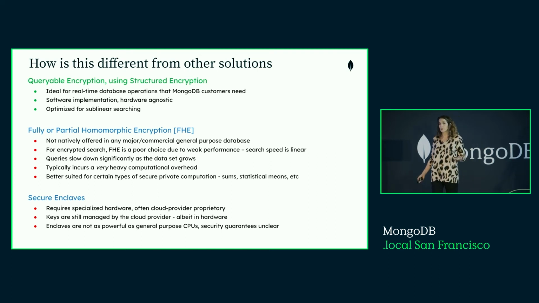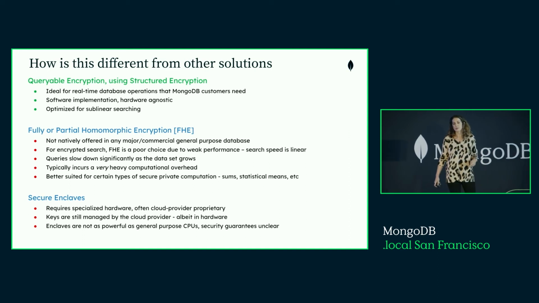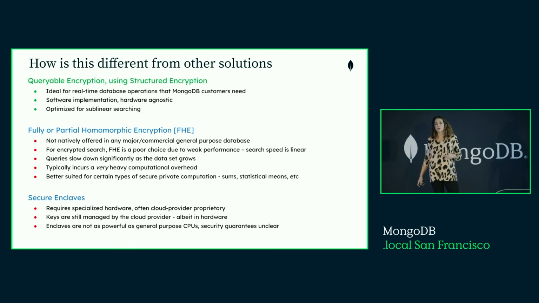Secure enclaves are also quite popular, and you hear a lot about those. They're often cloud provider proprietary, so there's specific hardware it has to be run on. The keys, although they're only ever exposed within the secure enclave, are actually available to the cloud provider or the hardware provider, so the customer doesn't manage those keys. And enclaves, because again, they are specific proprietary hardware, are not as powerful as general purpose CPUs, which is what we use.